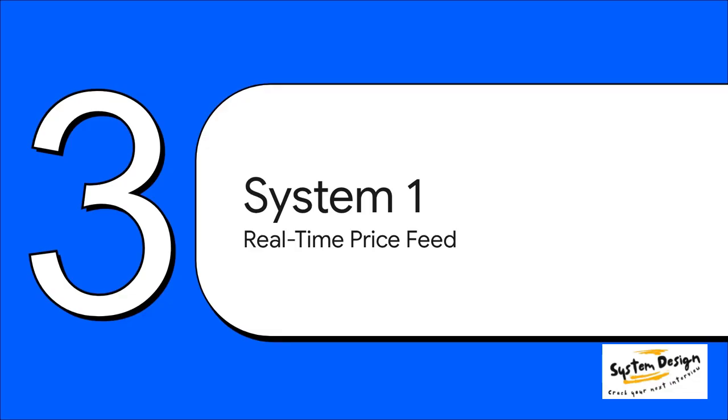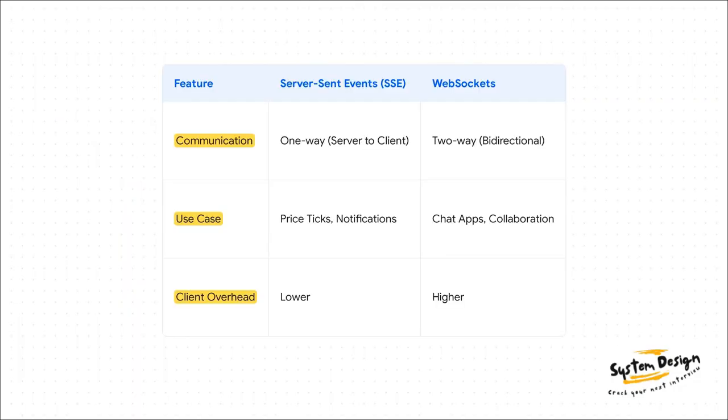All right, so let's tackle that challenge head-on. First up, we're going to design the system that's responsible for broadcasting those live stock prices to millions of users at the same time. This is all about speed and uptime. So how do we actually get those live price updates from our servers to your phone? We've basically got two main technologies to choose from: WebSockets and Server-Sent Events, or SSE. Think of it like this.